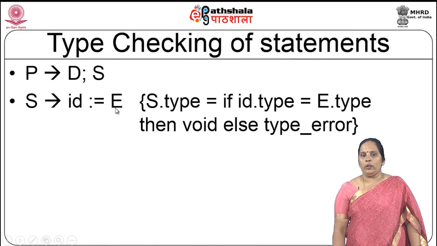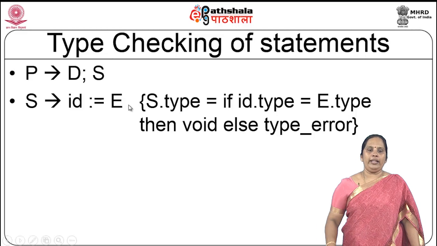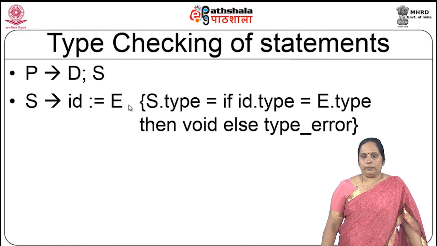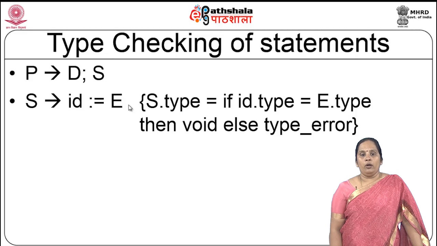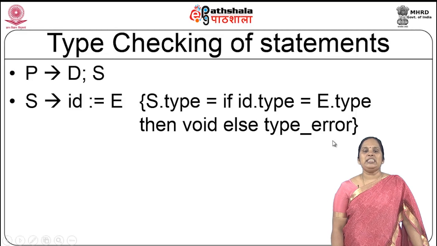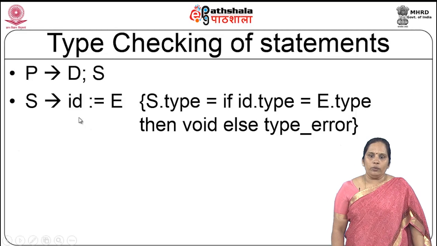So in ID := E, this E will refer to the expression which we have already encountered. It could be an arithmetic expression, in this case it's going to be an arithmetic expression, or it could be some logical expression computation or whatever it is. Now if E.type matches ID.type, and that is true, then S will have type void, else it will have type error. So if these two types match, then the type of S will be void, else it will be error.